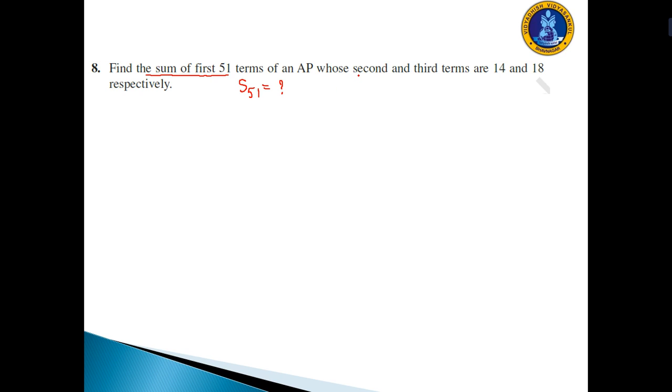Now what is given? Second term, A2, is given. A2 is equal to 14, and A3 is equal to 18. By using this, we have to find out A and D, because if I want to put the formula in Sn, n by 2 into 2A plus n minus 1 into D. So we know that A and D we have to find out.